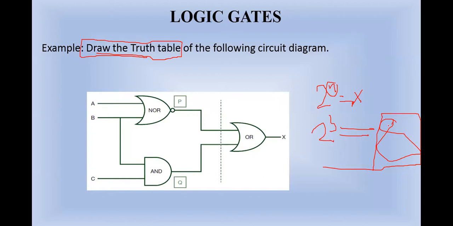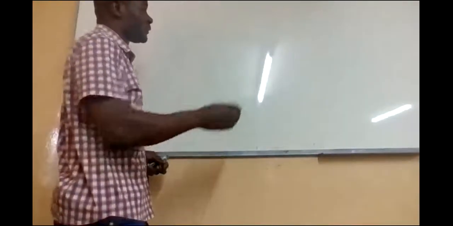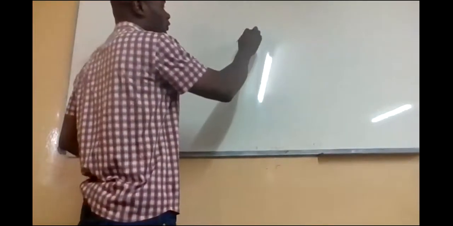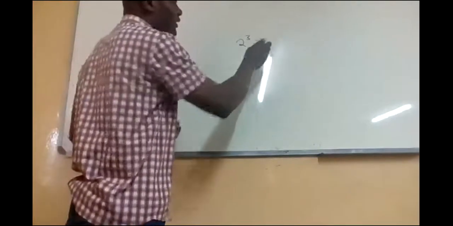So from there, before we can answer this question, we first need to draw the truth table. And the truth table is exactly the one I'm trying to put up on the board. So it's going to be like this. 2 to the power 3 is equal to 8. So we know that our variables are going to have 8 rows of inputs.